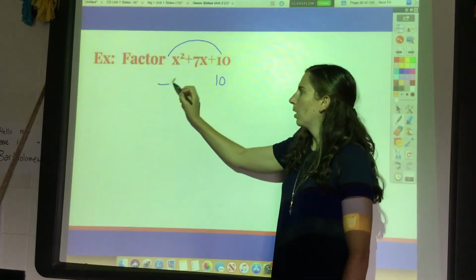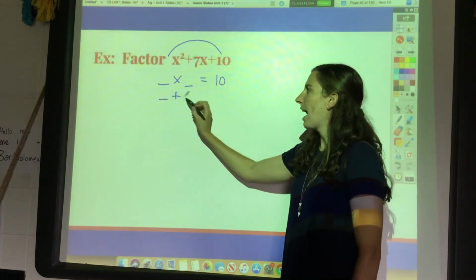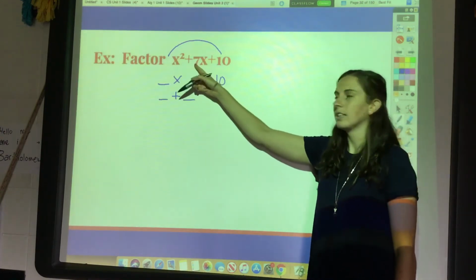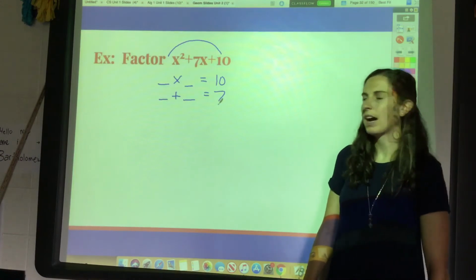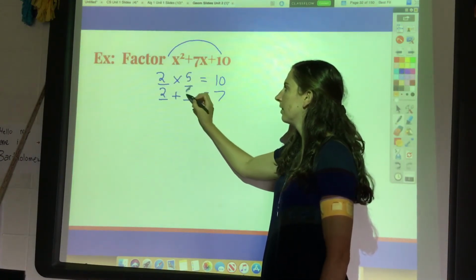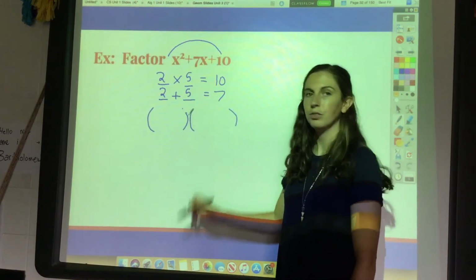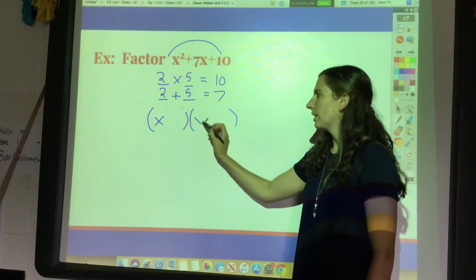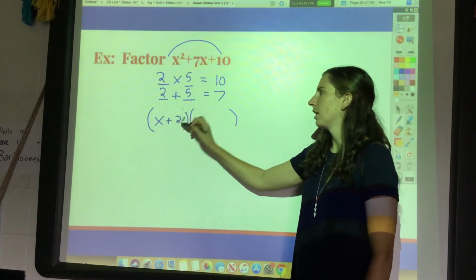So what multiplies together to give me 10, but adds to give me 7? 1 or 10, 2 or 5, and 2 or 5 are the two numbers that I need. So I'll fill those into my 2 factors. Need some x's, of course, but I'll fill in 2 and I'll fill in 5.